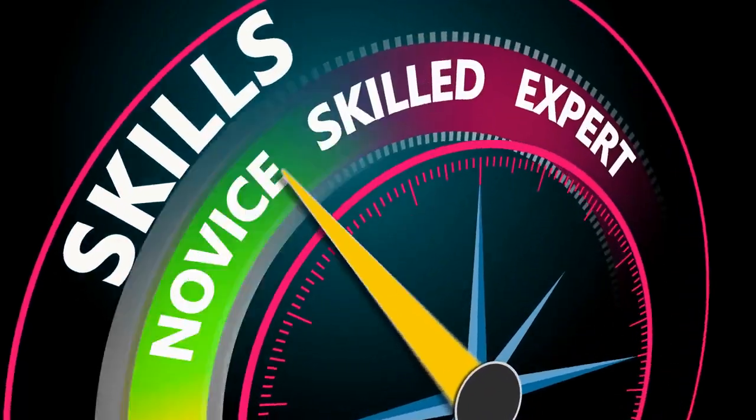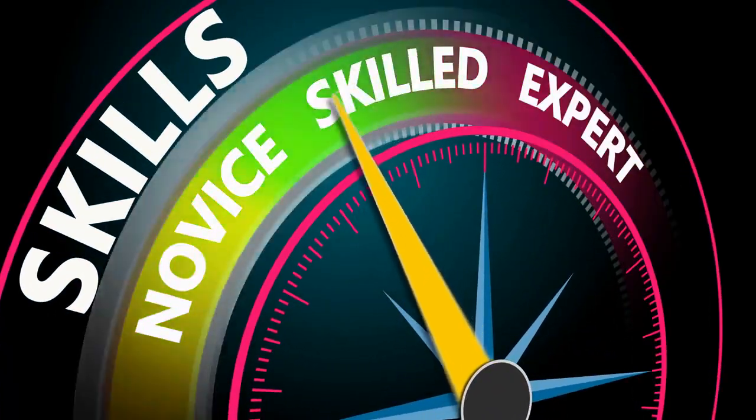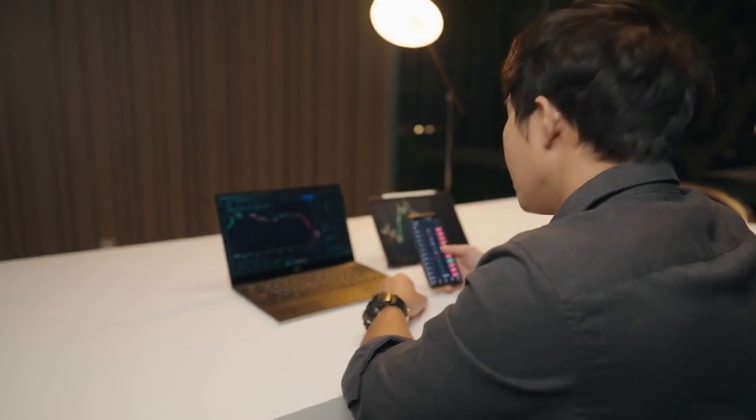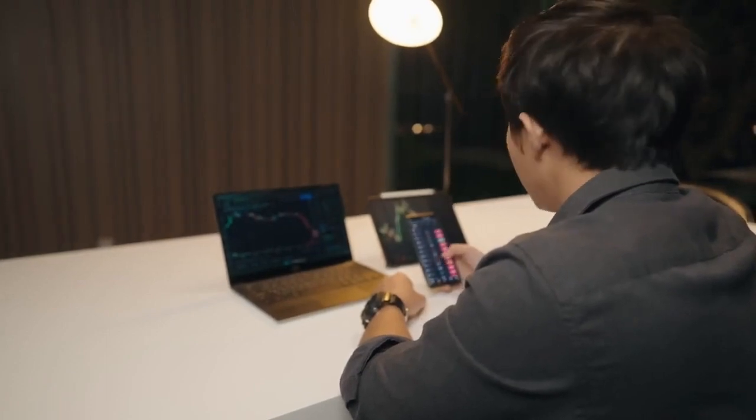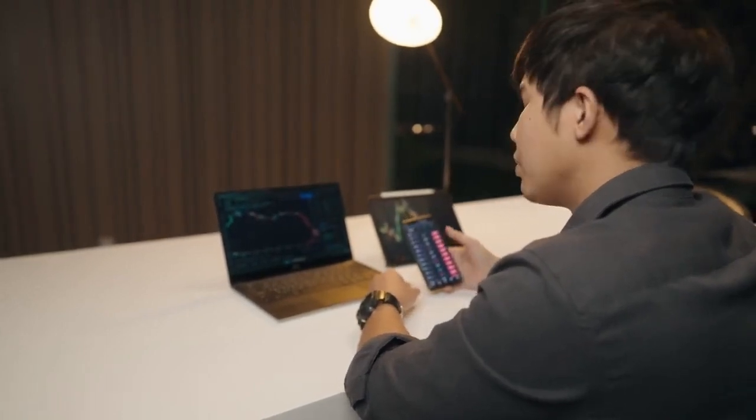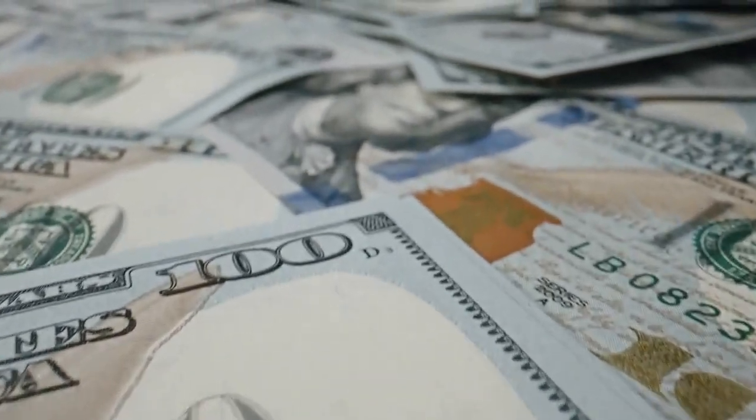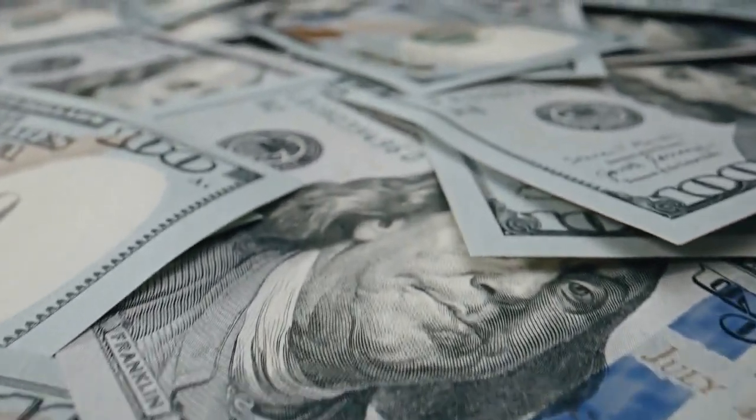Determining a suitable risk-reward ratio requires careful consideration of the aforementioned factors, coupled with thorough analysis and experimentation. Here are some steps to help you determine an optimal level. Assess your risk tolerance. Begin by evaluating your risk tolerance and financial goals. Consider how much capital you are willing to risk on each trade and how much potential profit you aim to achieve.